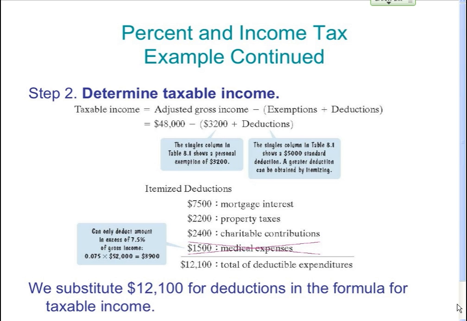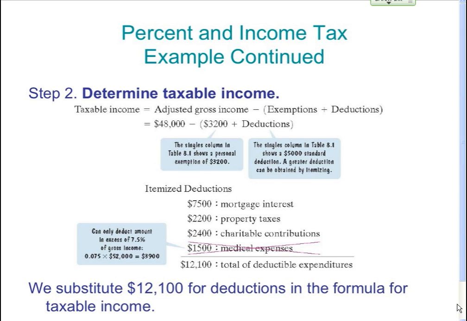Now let's look at her deductions. Standard deduction of $5,000. But can she deduct more by itemizing? So we look at her mortgage interest. She paid $7,500. She paid $2,200 in property taxes. She contributed $2,400 for charitable contributions and $1,500 for medical expenses.